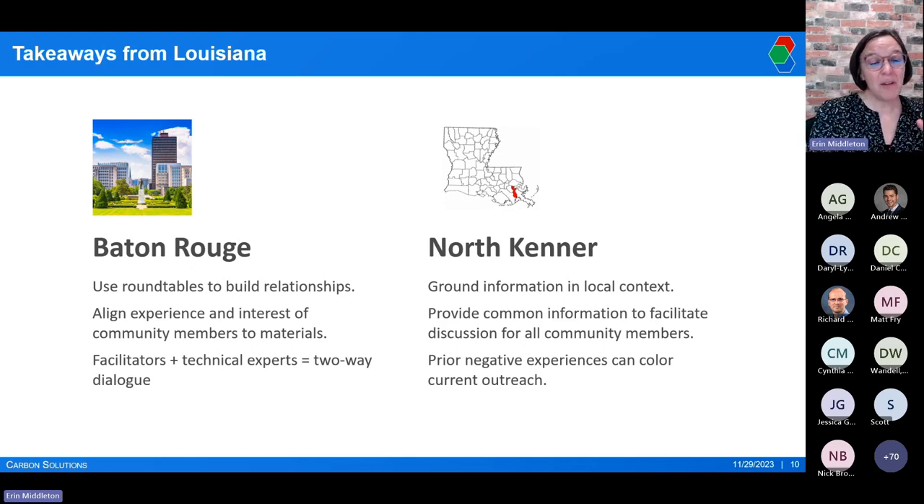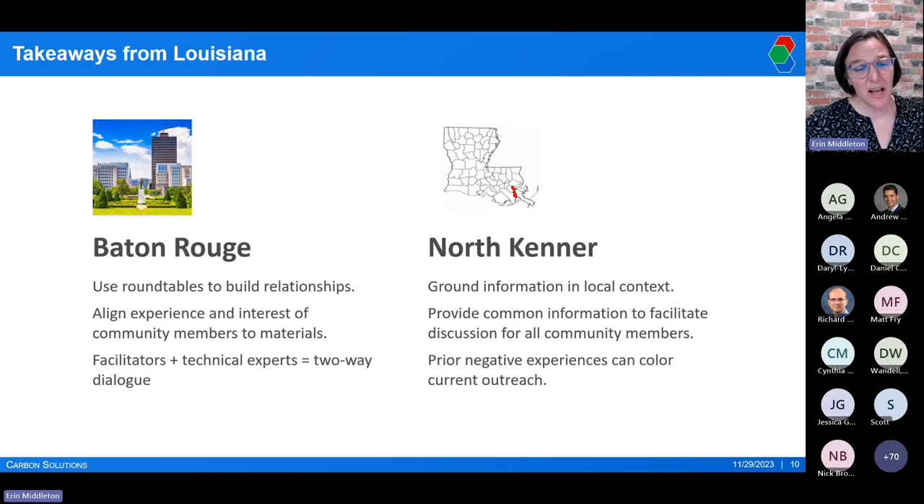On the other hand, having facilitators who know the local communities is also extremely important. This combination of facilitators who could balance voices in the room with technical experts really helped foster a two-way dialogue in Baton Rouge.